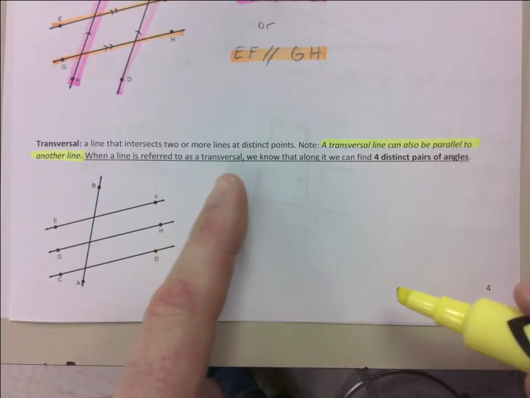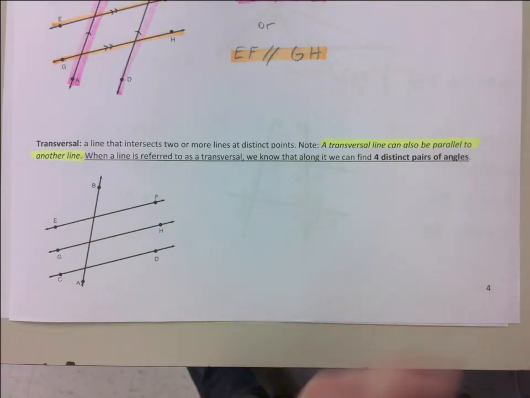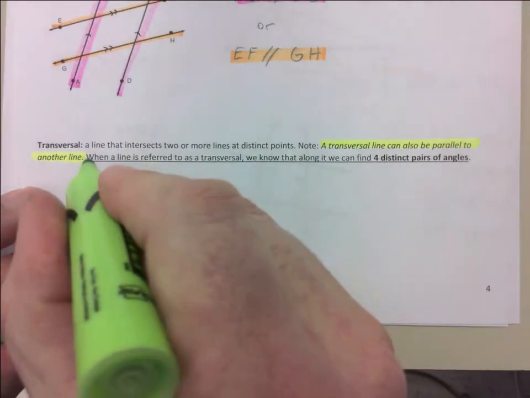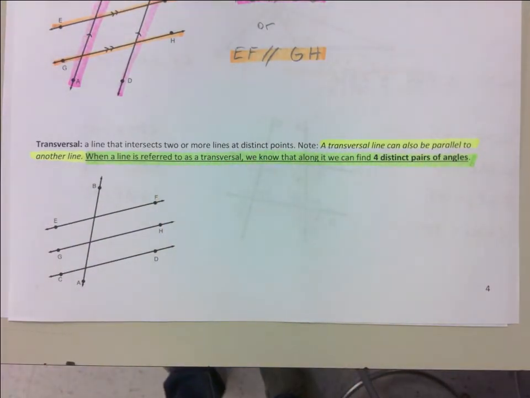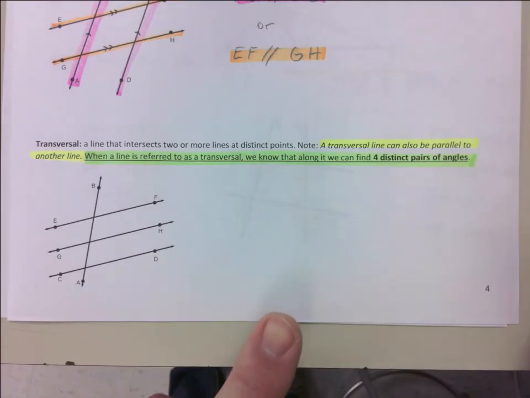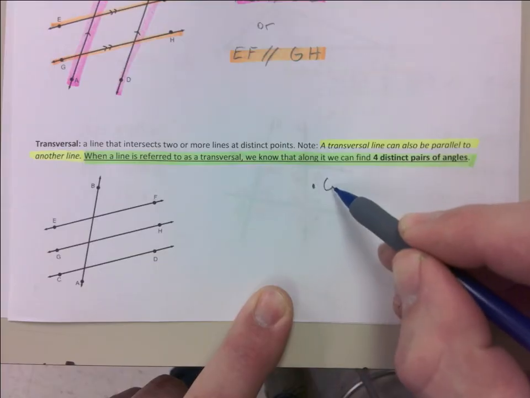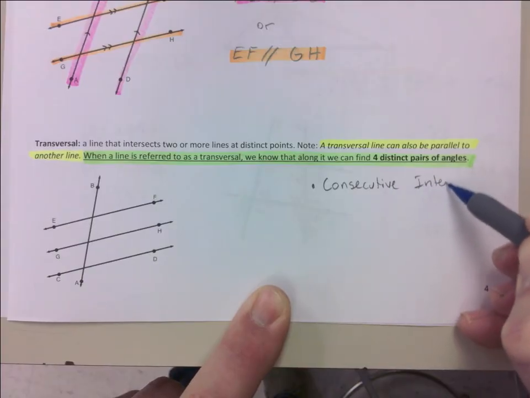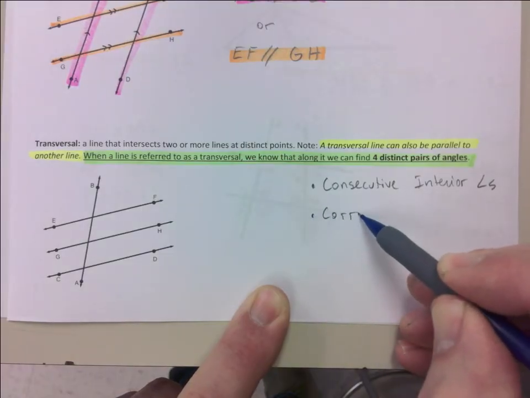When a line is referred to as a transversal, we know that along it we can find four distinct pairs of angles. I'm going to use a different color for this. Four distinct pairs of angles, and I will already give you a heads up on that. By those four, I mean consecutive interior angles, corresponding angles.